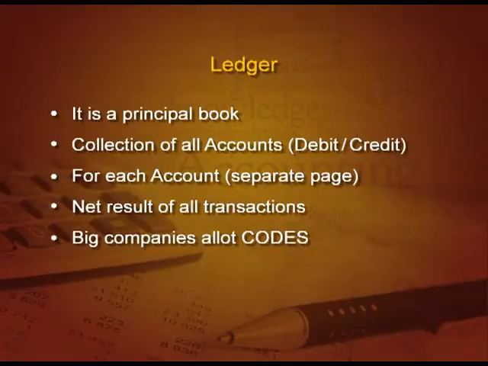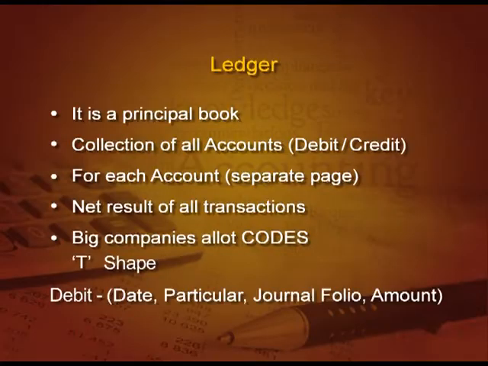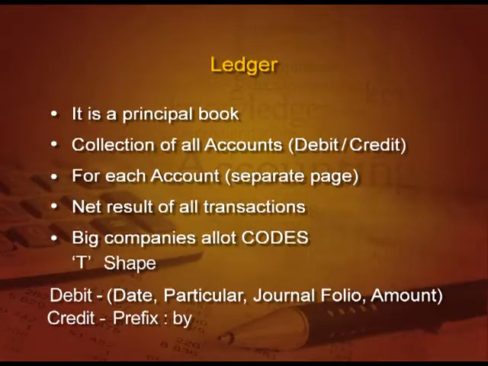This account is in T shape. On one side debit, on another side credit. Debit side contains date, particulars, journal folio and amount, and similarly all these 4 columns are present on the credit side also. Debit entries are recorded on the debit side with a prefix 'to', and credit entries are recorded on the credit side with a prefix 'by'.